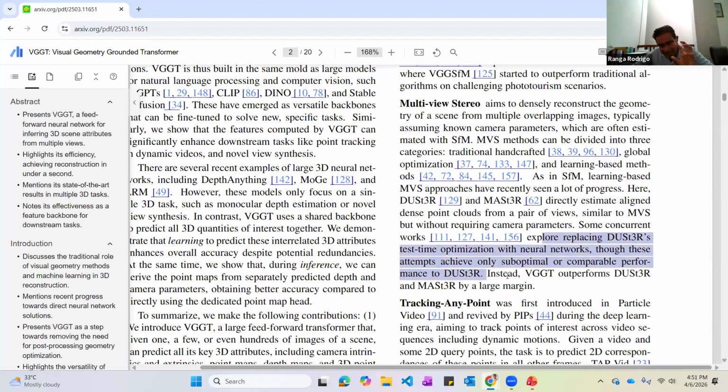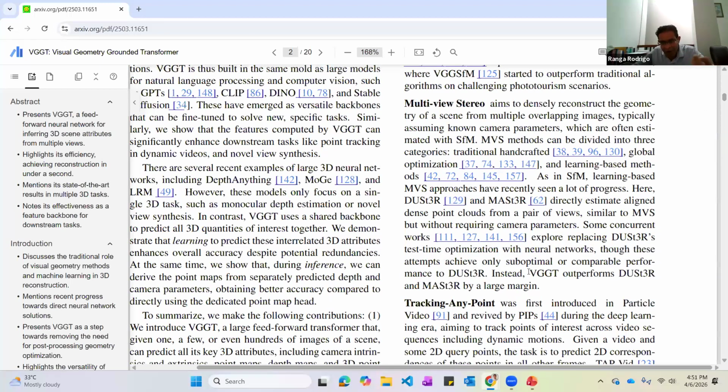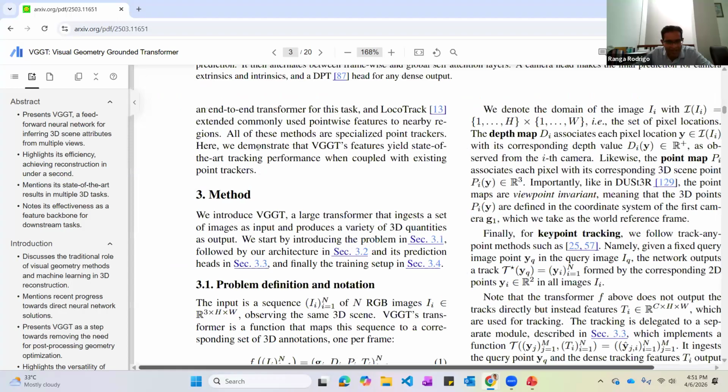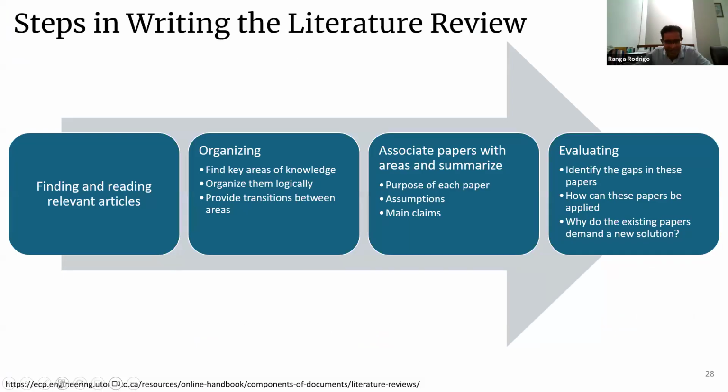See, they're using the keyword 'instead', showing the difference. VGGT, their paper, outperforms DUSt3R by a large margin. So their contribution here is outperforming the existing papers by a large margin. That's the claim they are making in regard to multi-view stereo. And for tracking any point, they are describing many papers and the ideas of those papers. All these methods are specialized in point trackers. Here we demonstrate VGGT's features yield state-of-the-art tracking performance when coupled with existing point trackers. You can see the advancement they are making, they are finally describing, right? That's what we want to say. Then you evaluate why the existing papers demand a new solution. This is how you expose the gap by describing literature. I hope you understand that.